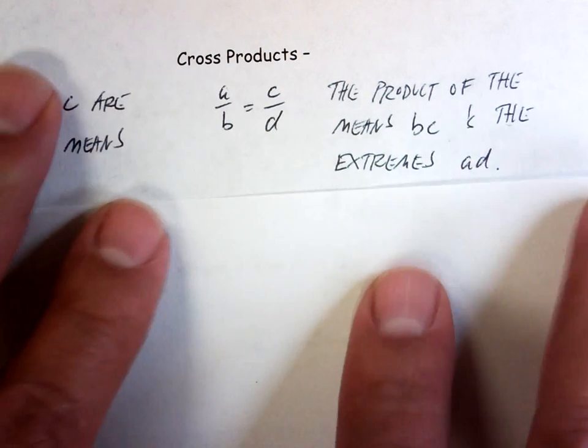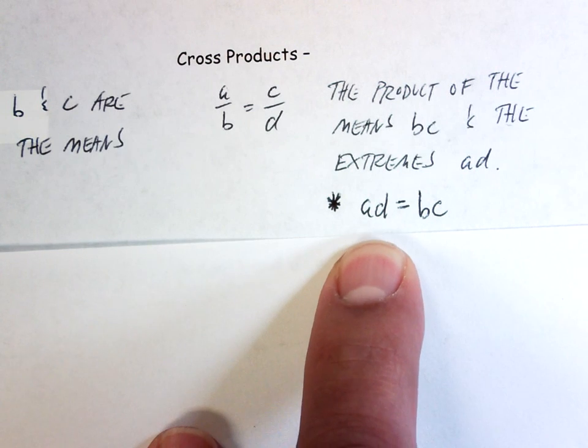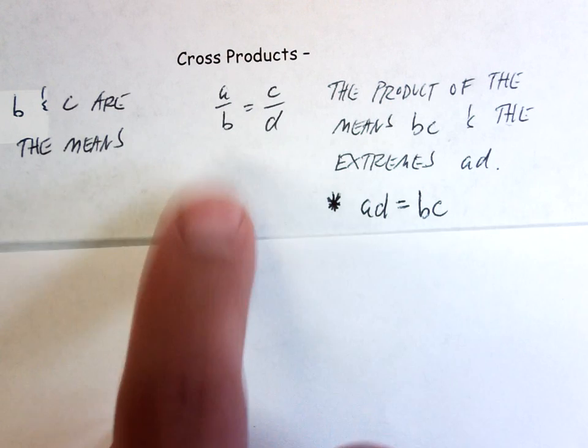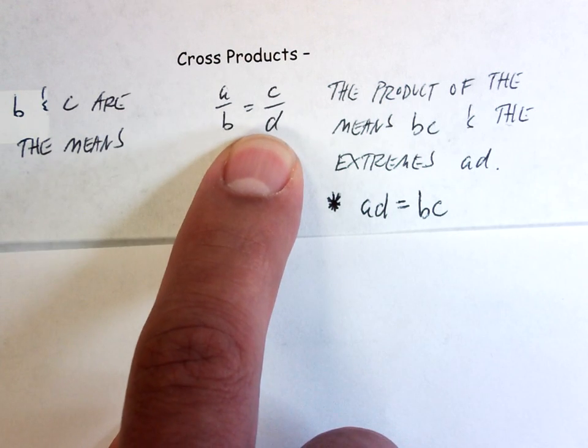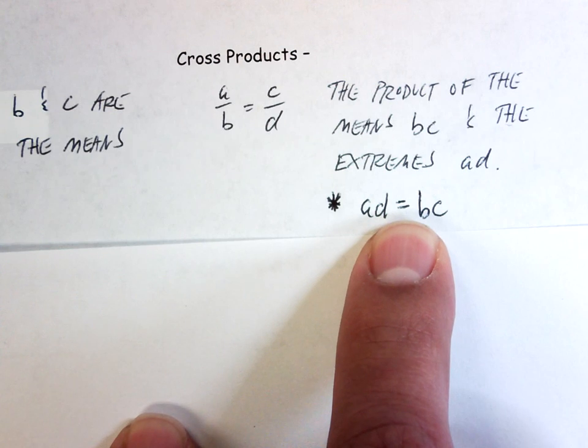And then what we need to know is that when I do that, it's important that A times D will equal B times C. So I cross multiply. I take the A times the D, and I take the B times the C, and they have to be equal to each other.